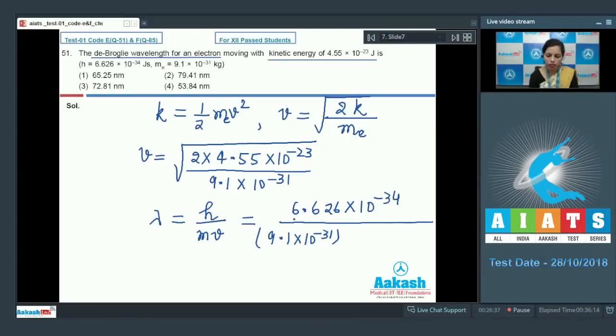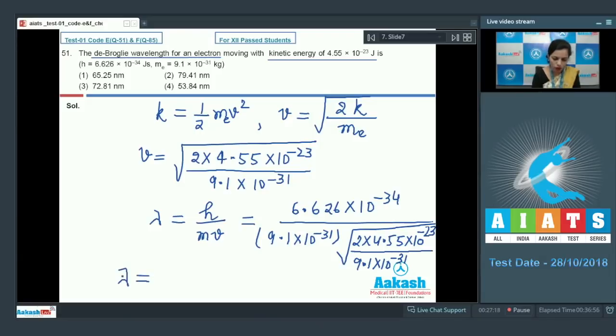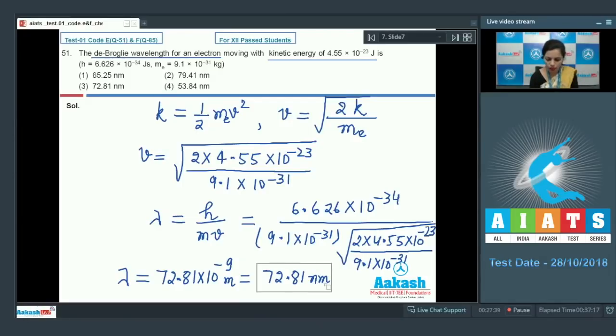This is m value. And what is the value of v here? v is root 2 into 4.55 into 10 raised to the power minus 23 divided by 9.1 into 10 raised to the power minus 31. This would be the value. Now, if you solve this for the value of lambda, you will find out that the value is 72.81 into 10 raised to the power minus 9, that is in meter. And that can be written as 72.81 nanometer. This is the final value that we have to calculate.